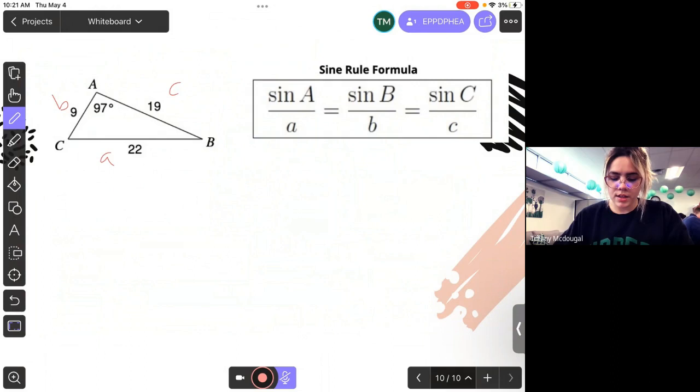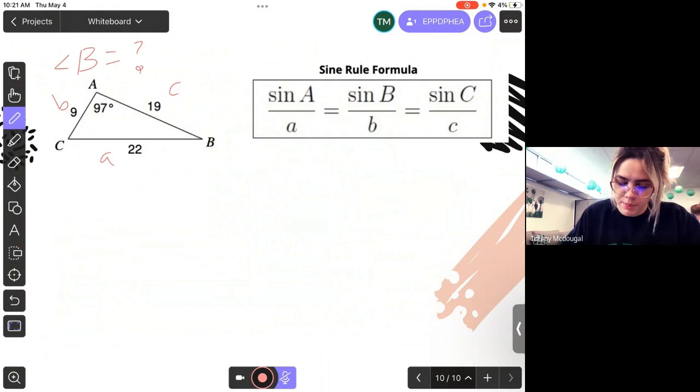Look for which ratio I don't need. I guess it depends on what I'm solving for. Let me look back at my notes. What am I solving for here? Okay, we're solving for angle B. Perfect. So let's go ahead and plug into our sine formula.